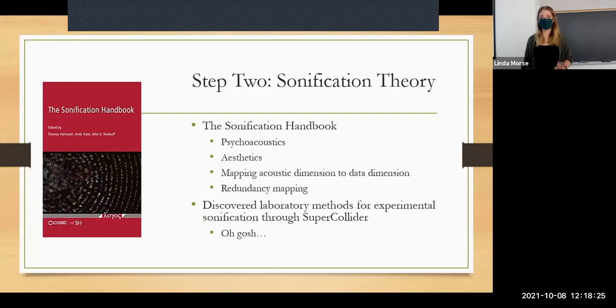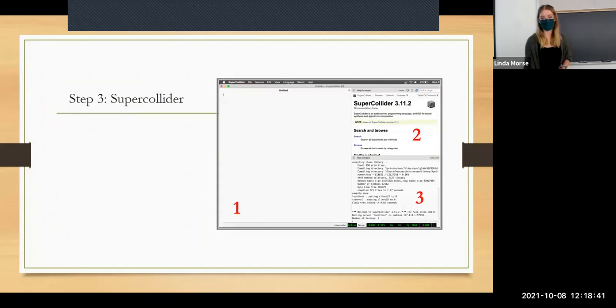And then there's a chapter called Laboratory Methods for Experimental Sonification Through SuperCollider. And that's when I realized I have to know how to code to do this. And I don't know how to code. So that was a rough realization. So then I learned SuperCollider. It's this really cool platform for audio synthesis and algorithmic composition, but you can also supposedly do any type of coding that you would normally do in Python in SuperCollider, but they have a bunch of things built in to do music.